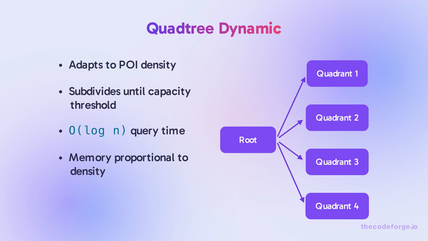Geohashes have fixed grid size. If POI density varies, like downtown versus rural, you waste memory in sparse areas and lose precision in dense ones. Quadtrees adapt. They recursively subdivide a region into 4 quadrants until each leaf contains at most a threshold number of POIs. Queries traverse the tree, pruning branches outside the search radius.